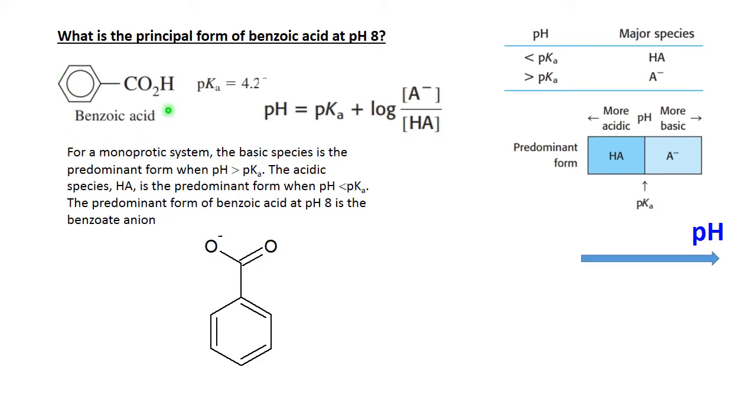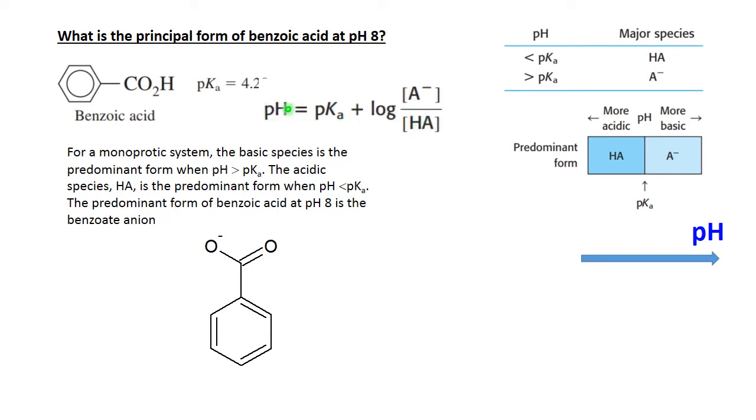Okay, this is benzoic acid. The pKa of benzoic acid is 4.2. How do we solve this problem? First, we look at the Henderson-Hasselbalch equation. pH equals pK plus log of the basic form, that's an ion, over the acidic form. If these two are equal, pH is equal to pK.